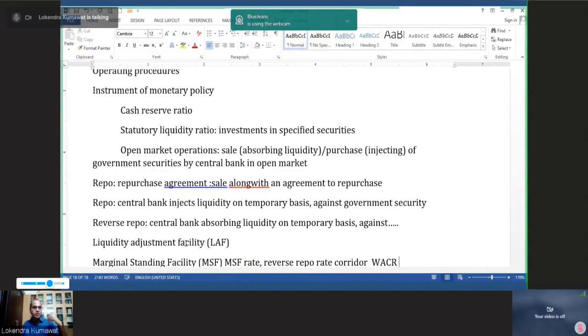As you can understand, our economy's growth rate is declining. So the challenge as of now is to promote economic activity, to create more credit, and that is why the Reserve Bank is reducing the repo rate as well as the reverse repo rate. I hope this is clear.